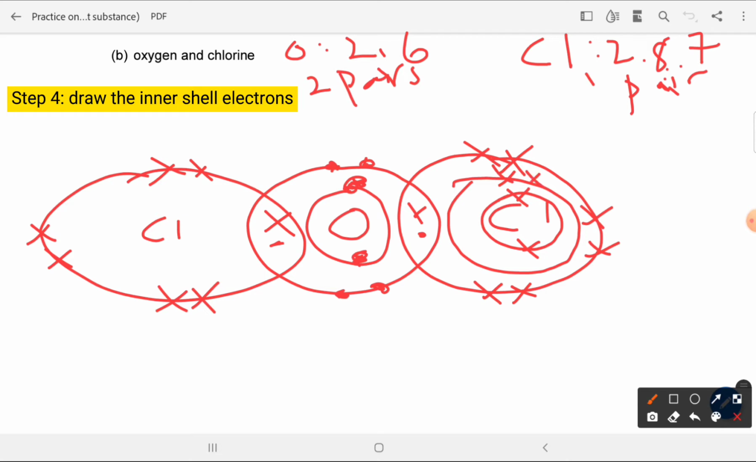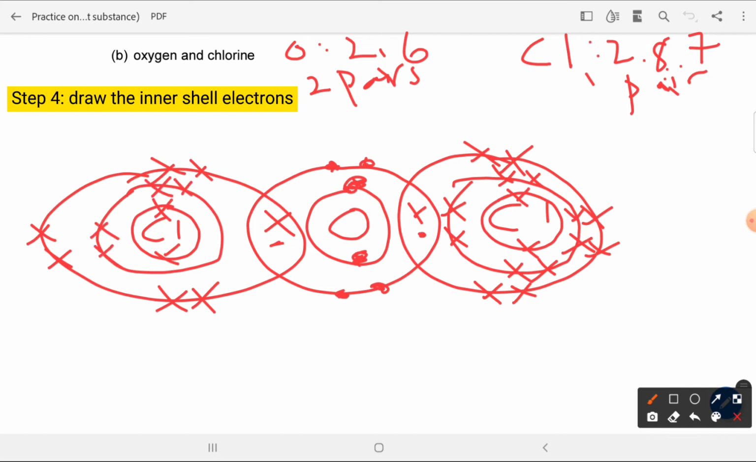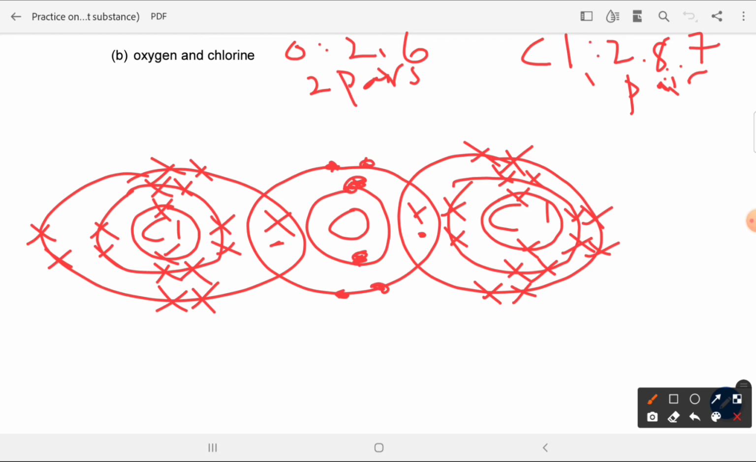Okay, again I'm using a touchscreen, so you should be able to do a better job than me. So likewise, first shell, second shell. So this is the dot and cross diagram for the compound formed between oxygen and chlorine.